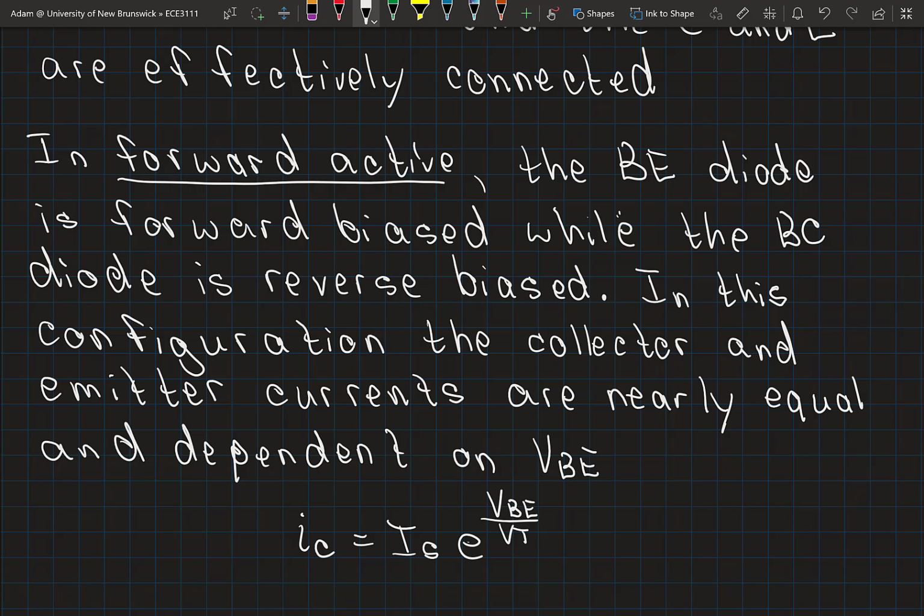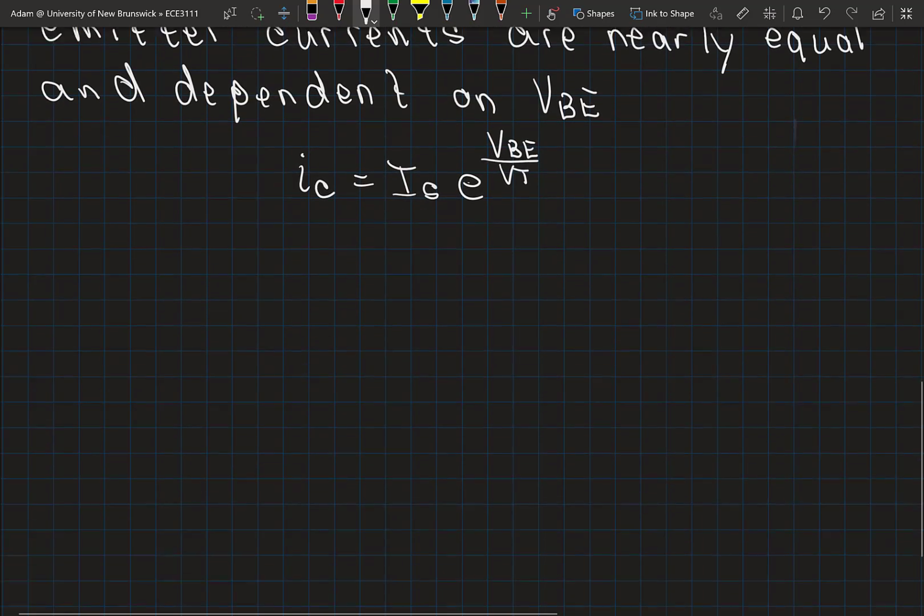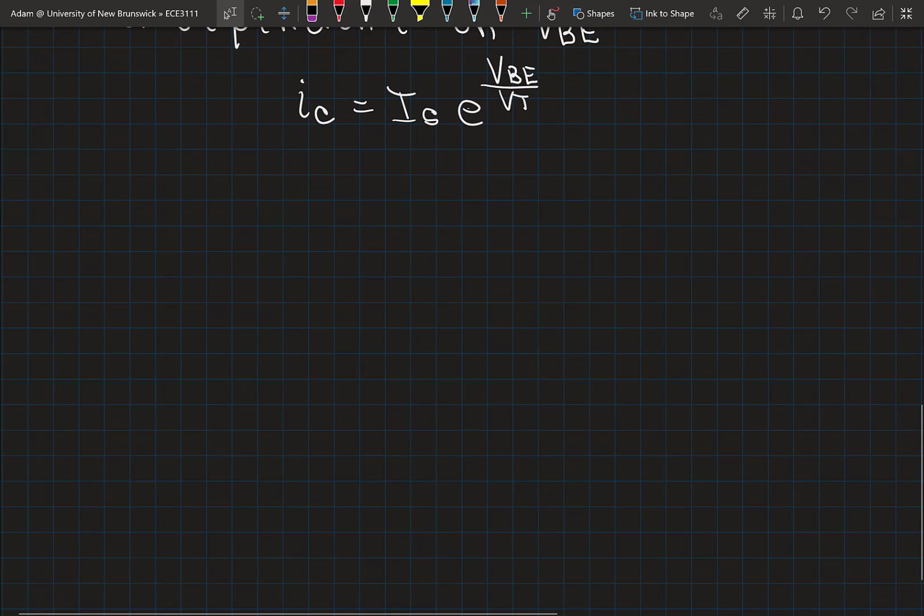Okay, so with these things in mind, and using the equations that were presented in the last lecture, let's go through a simple example and see if we can solve for the operating point, the currents and voltages of a transistor. Okay, so let's call this example 1.